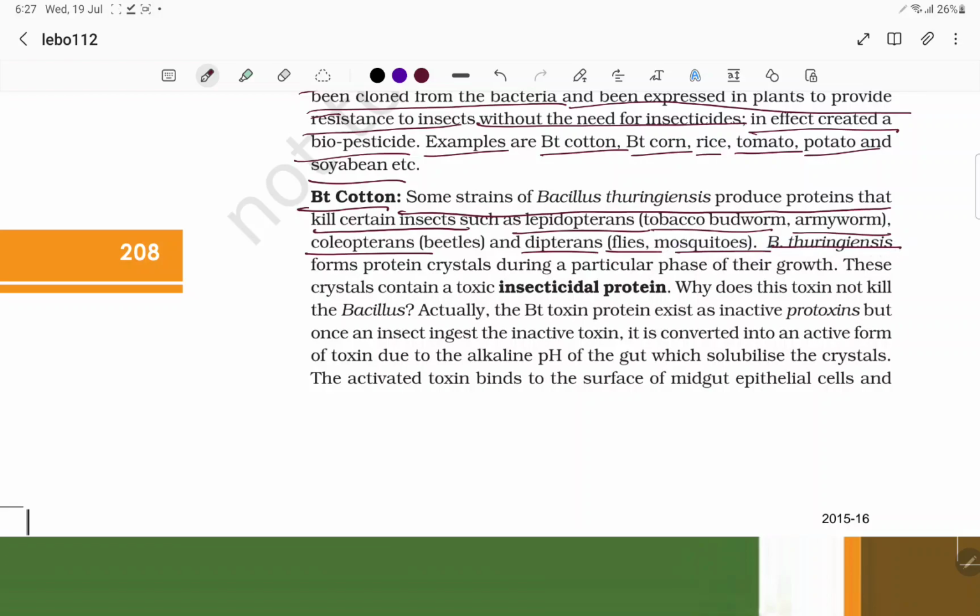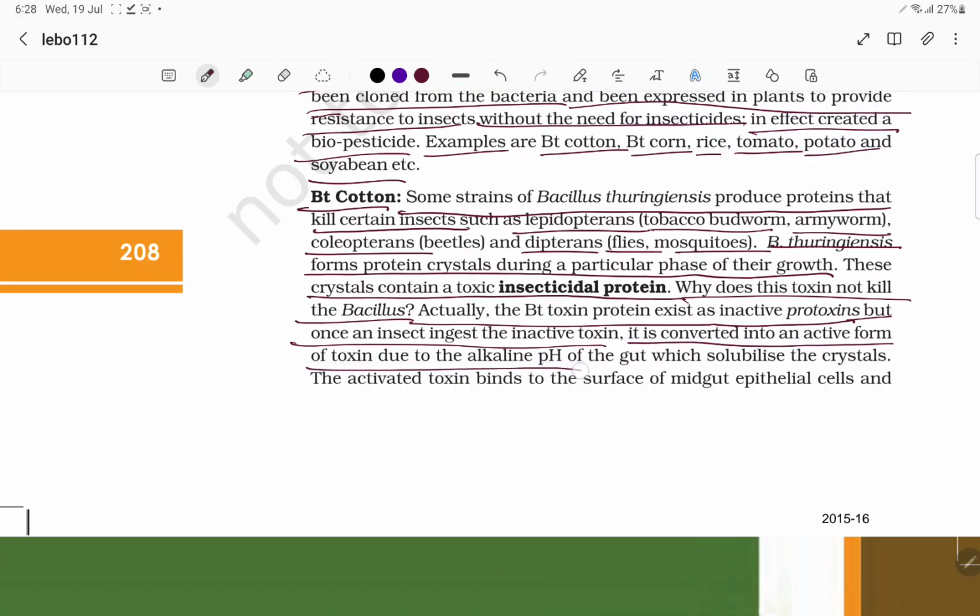So Bacillus thuringiensis forms a protein crystal during a particular phase of their growth. So these crystals contain a toxin which is insecticidal. Why does this toxin not kill the bacillus? So actually Bt toxin protein exists as an inactive prototoxin, but once an insect ingests the inactive toxin, it is converted to an active form of toxin due to the alkaline pH of the gut, which solubilizes the crystals.